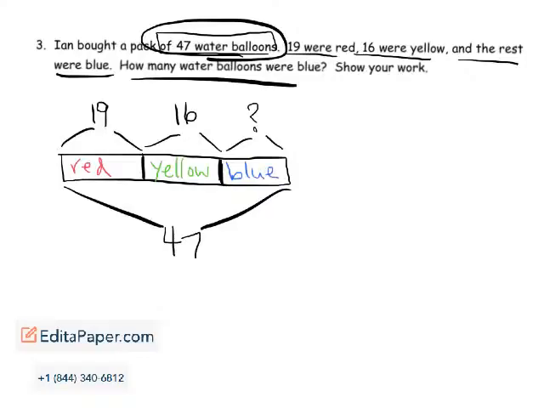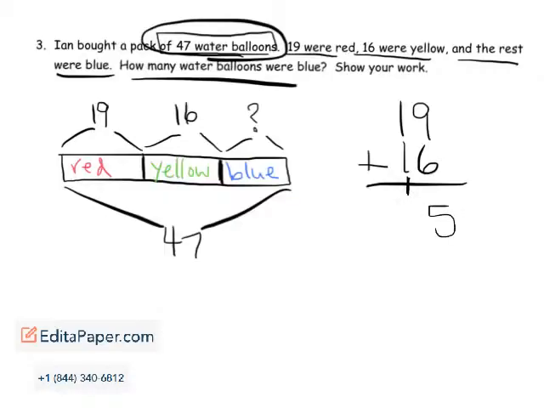So how are we going to solve this problem in order to find out the missing value right here? Well, the first thing we need to do is add these two guys together and then subtract, and that'll give us the blue. So we're going to begin by adding 19 plus 16. So 9 ones plus 6 ones is 15 ones, so that's a 5 with a regrouping. And now we have 10 plus 10 plus 10 gives us 3 tens, so we have 35. So that tells us this piece right here is equal to 35.